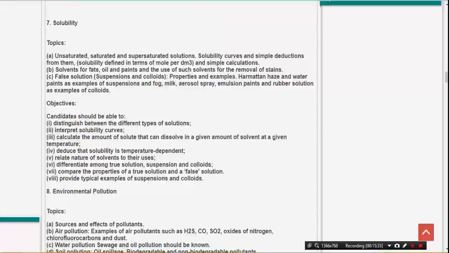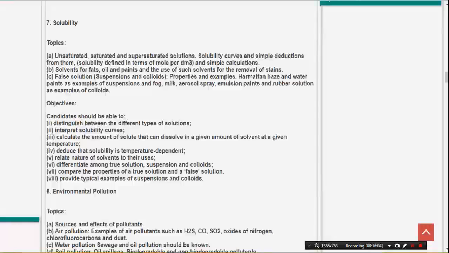Solution, suspension and colloid. Properties and examples of those solutions. Harmattan haze and water paint as examples of suspension; fog, mist, aerosol spray, emulsion paint, and rubber solution as examples of colloid.